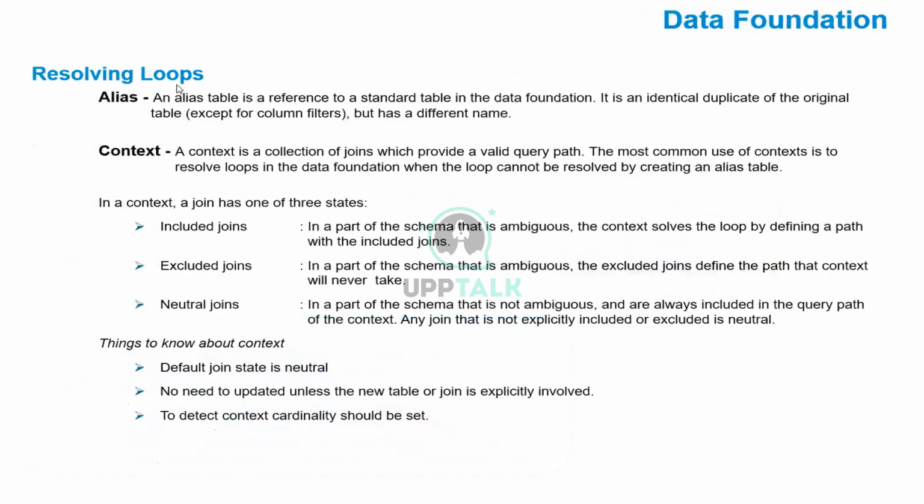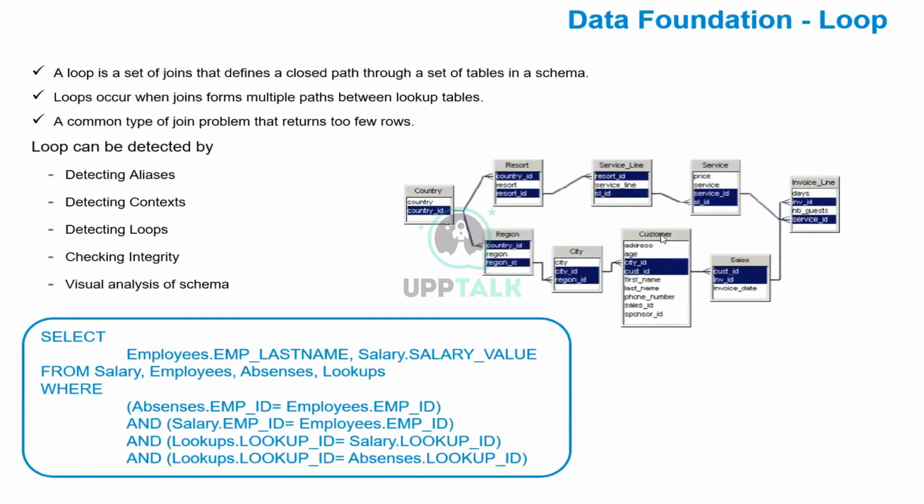We can resolve loops by two methods: by creating an alias table or by creating a context. A context is a collection of joins which provide a valid query path. We will set up that this path should be followed, and that is a context. An alias is where we create an alias of one table in the loop. For example, here we can create an alias of the customer table, and for one path we can use that alias table, and for this path we can use the original table. That loop problem will be solved.